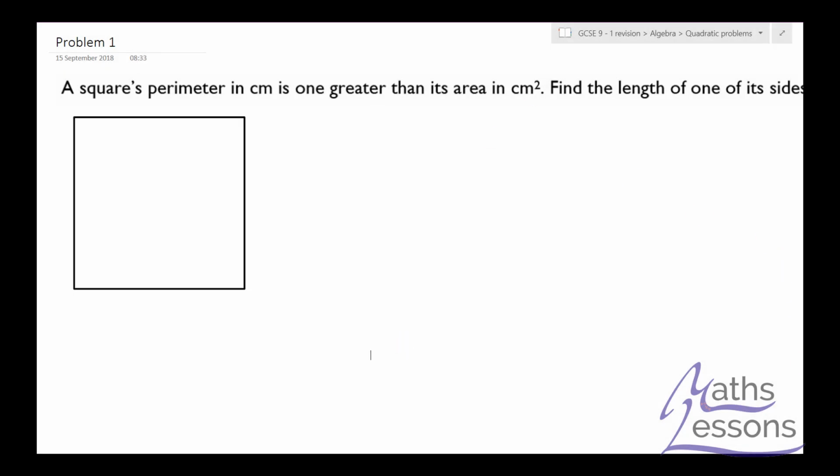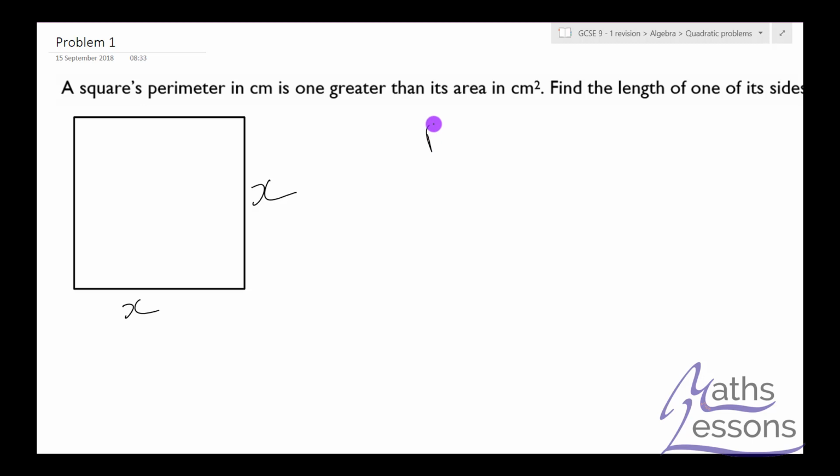Here's our first problem in this series on quadratic problems. We have a square whose perimeter in centimetres is one greater than its area in centimetres squared. Find the length of one of its sides. So let's call this side x, and we'll call this side x because it's a square, in centimetres.